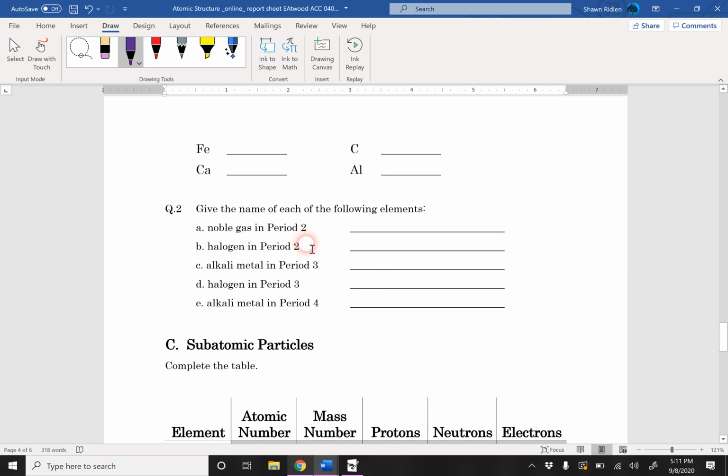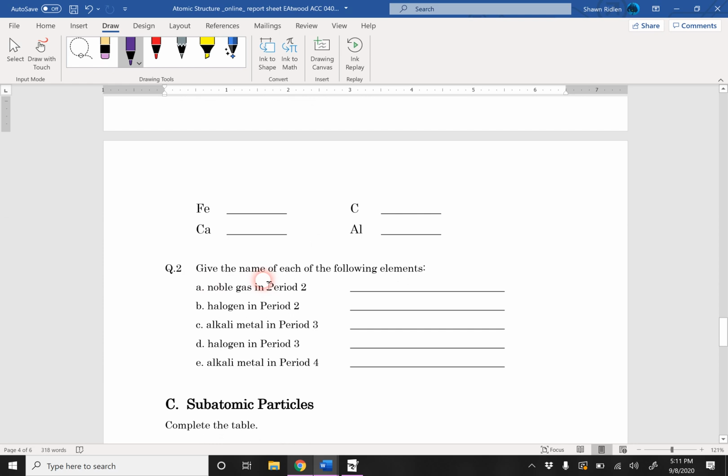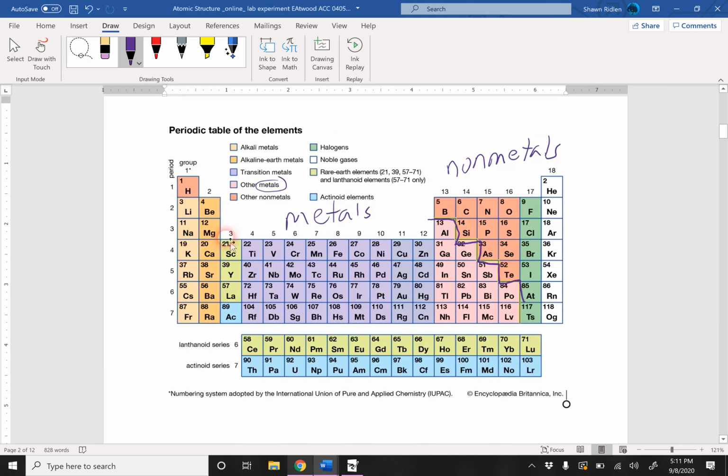Okay, the next one, I want you to do the same thing, but it wants you to give the name, sorry, actually something different. It asks you to give the name of each of the following elements. So it says the noble gas in period 2. So how do you find this? So you have to, let me get rid of some of this for us. So here it asks us for the noble gas in period 2.